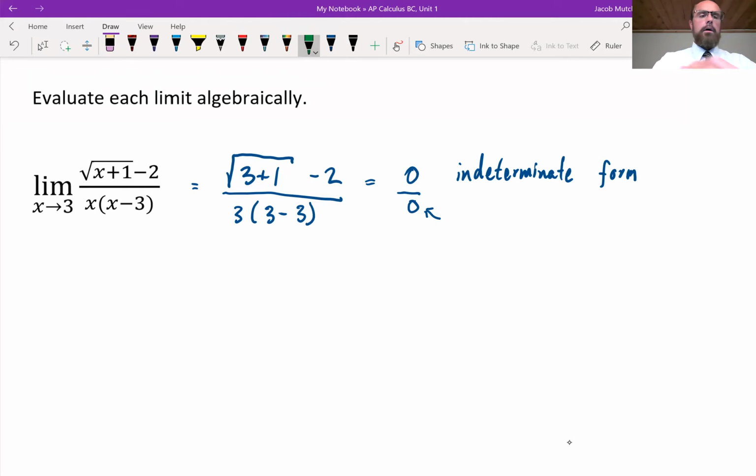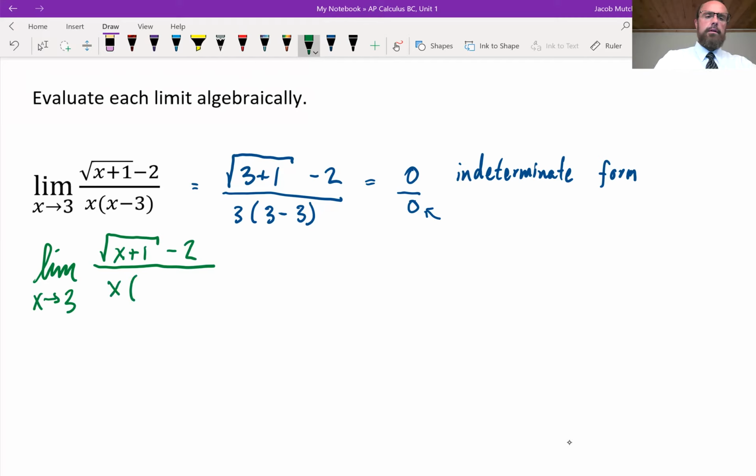So I hear the call. Let's follow it. So limit as x approaches 3. And as I write this, try to decide what would you write as the conjugate. What are you going to change in terms of the sign? What are you going to keep? So I'm just recording the original here, over x times x minus 3. So let's multiply by the conjugate.